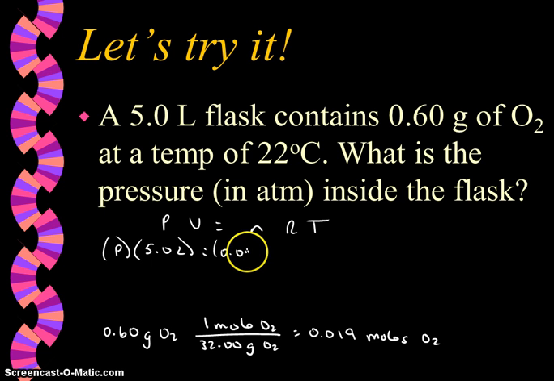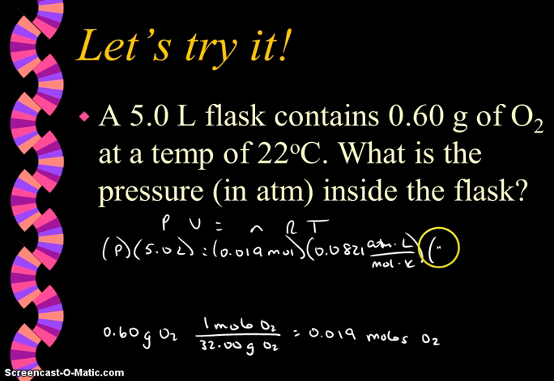Now we can plug that in. So 0.019 moles. Since we want pressure in atmospheres, we'll use the atmosphere R value, which is 0.0821 atm liter per mole Kelvin. And our temperature we need to convert to Kelvin, so we'll add 273 to 22, and that'll give us 295 Kelvin. Now we're going to divide both sides by 5.0 liters, and that will give us our pressure.